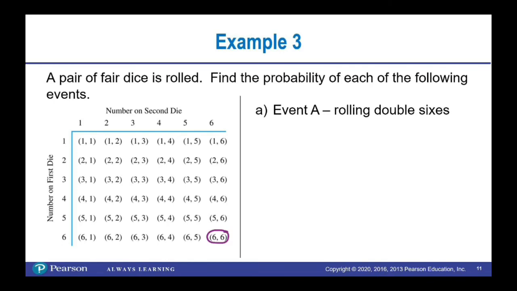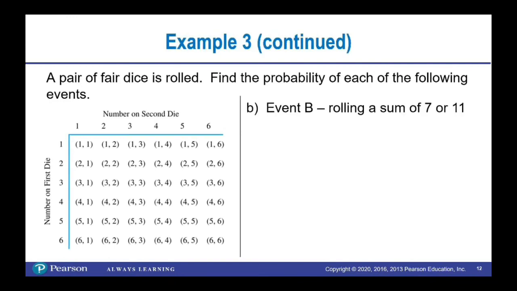Notice there's 1 pair of double sixes. This is 1 pair, 1 outcome, out of a total of 36 outcomes. There are 6 pairs across times 6 pairs down, which is a total of 36. Now look at part B. Many times with rolling dice, we think about their sums. So rolling a sum of 7 or 11. Now these 2 outcomes don't overlap, so I can add their probabilities.